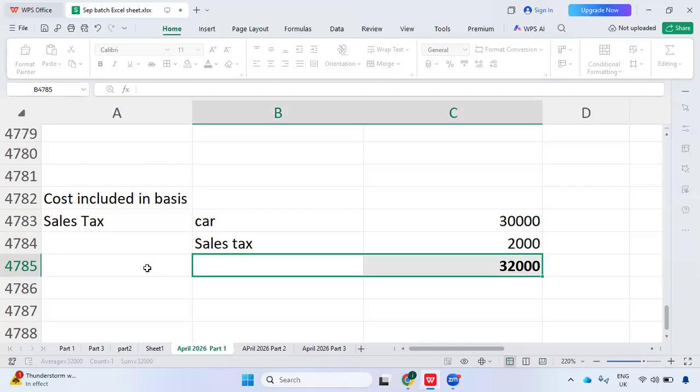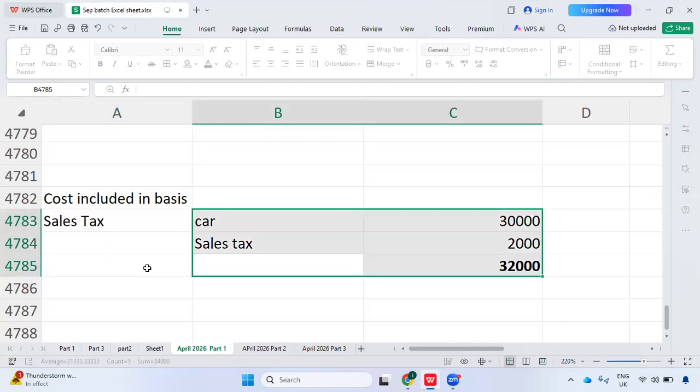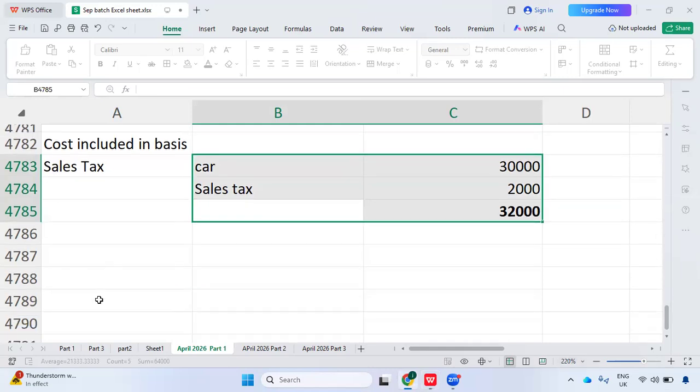So why is basis very important? Because to pay income tax we require the gain, right? To calculate the gain we require the sale price minus the basis. So that's the reason calculation of basis is very important. And that is the case for sales tax. What are the other costs we include in the calculation of the basis?